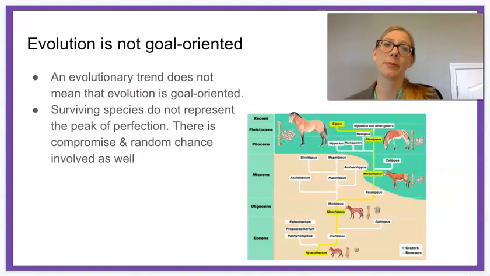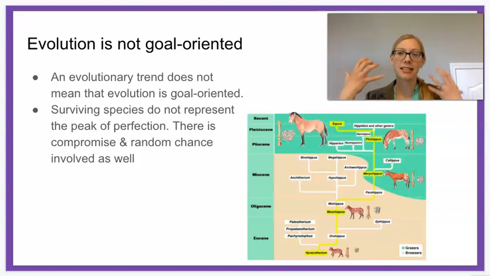Something to really remember when we're talking about evolution is that evolution is not goal-oriented. It doesn't have a mind. It doesn't think, I'm creating the perfect species. An evolutionary trend does not mean that evolution is goal-oriented. Just because we're seeing something go that way, it's just what we're seeing based on the particular environment. Surviving species do not necessarily represent the peak of perfection for any population.